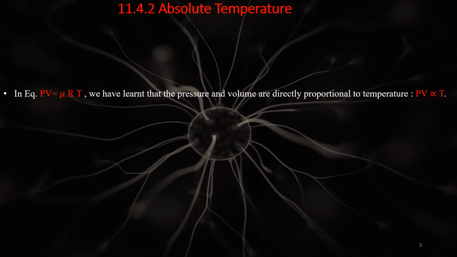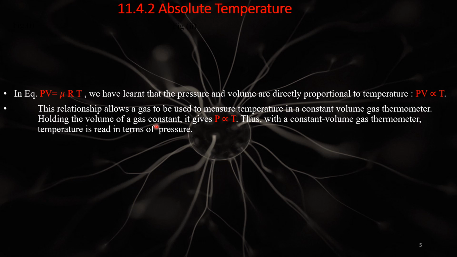In the equation for ideal gas, we have seen in the previous slide the relationship PV = μRT. Here, μ is the number of moles in the sample of a gas, and R is the universal gas constant, whereas P is pressure, V is the volume, and T is the temperature. Since μ and R are constant, if we keep volume constant, P is directly proportional to the temperature.